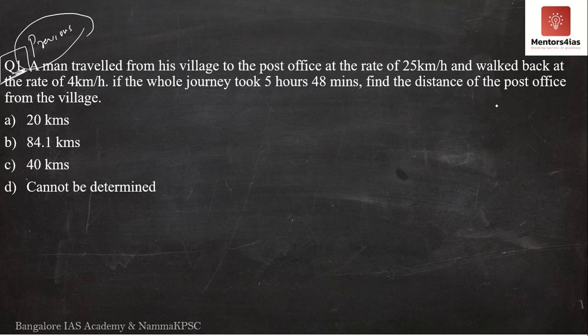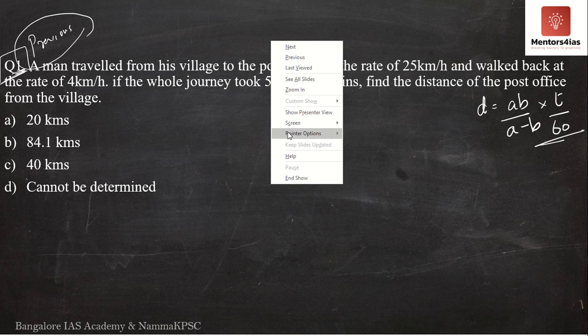In the previous video, I did give you this formula: D is equal to A into B divided by A minus B into T by 60, correct? Now, there is a major difference here. If you've understood the concept, you should be able to do the problem. So please pause the video and try to do it by yourself. However, I will now try and solve the problem.